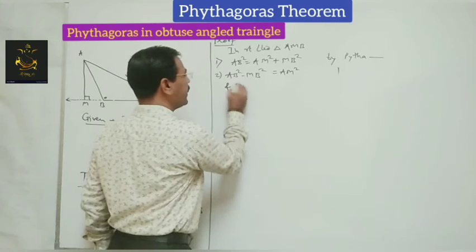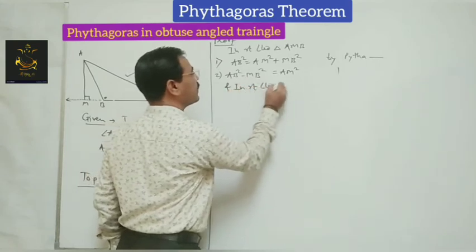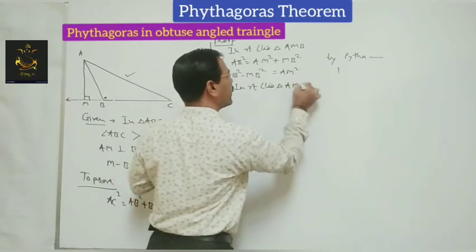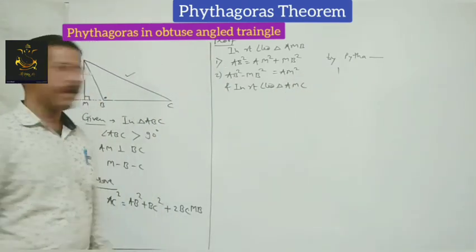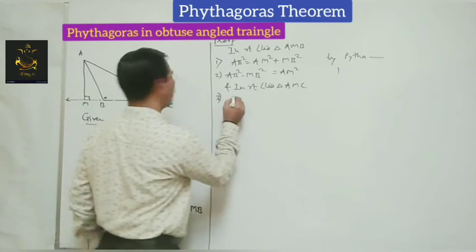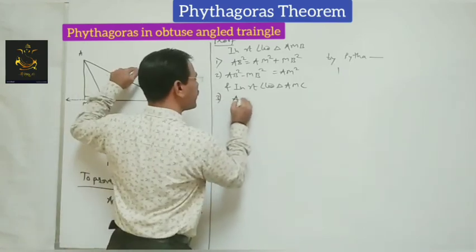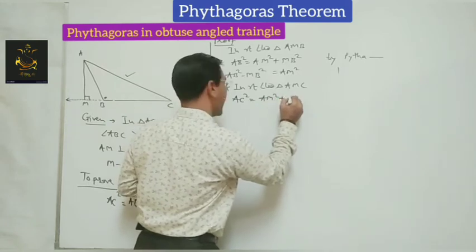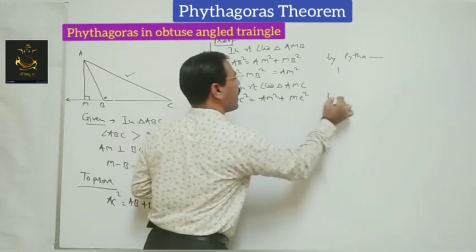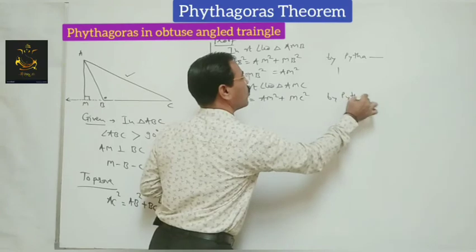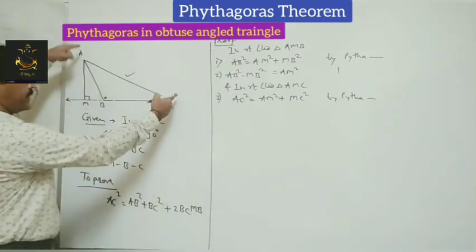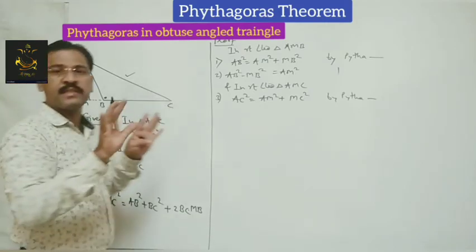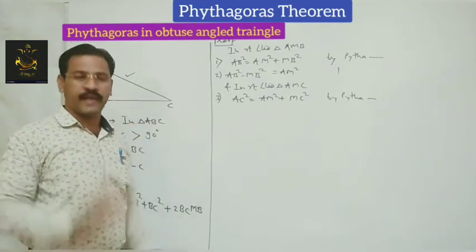And in the other right angled triangle, which one? AMC, the bigger one. Look here, AMC. Now here also apply the same thing. Hypotenuse is AC. AC square is equal to AM square plus MC square by Pythagoras. Okay now, look here. AC square is equal to AM square plus MC square. This is Pythagoras in the bigger triangle.